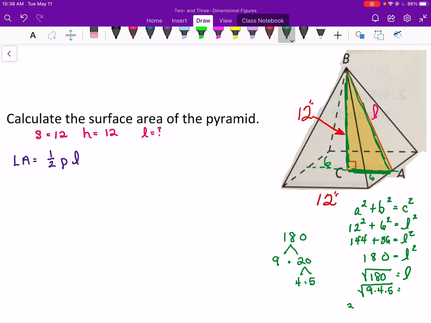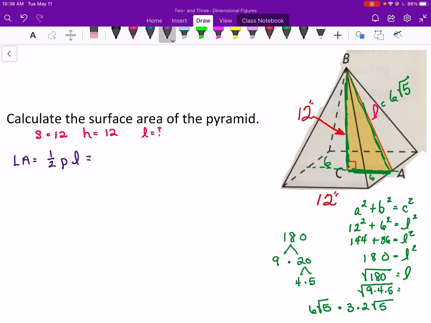Square root of 9 is 3. Square root of 4 is 2. 5 stays under the radical, so this turns into 6 square roots of 5, and that's what I'm going to use for my slant height. 6 square roots of 5. Nice little review for us. It's been a while since we've done that.